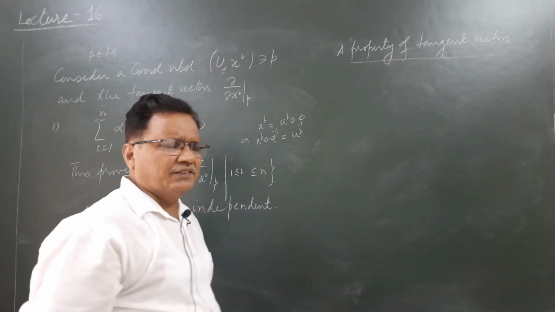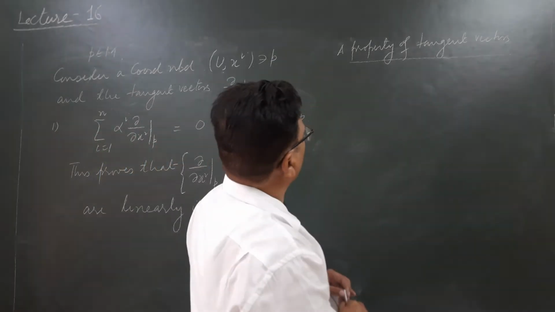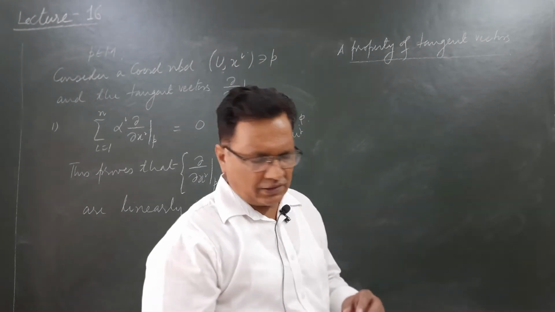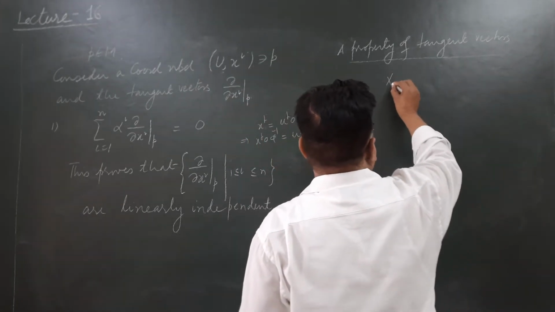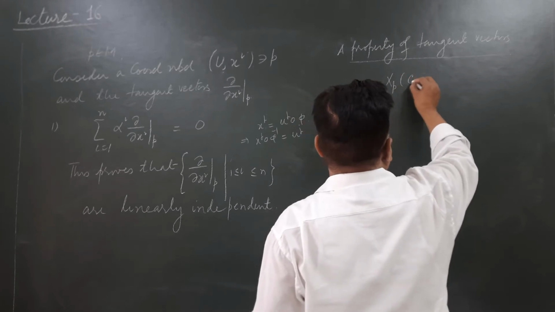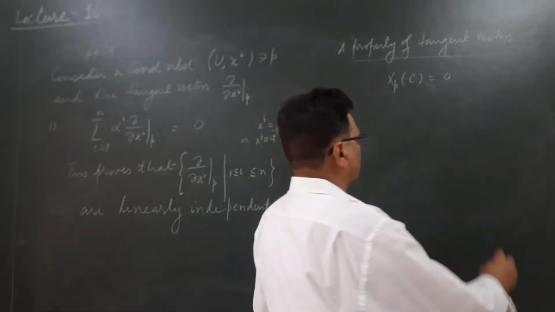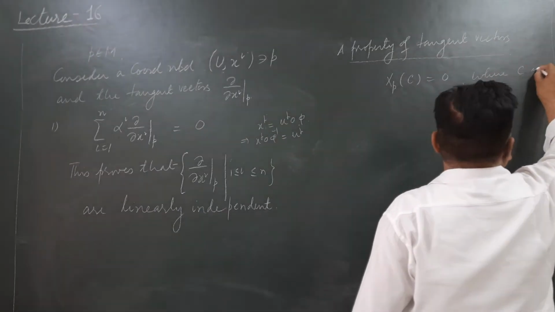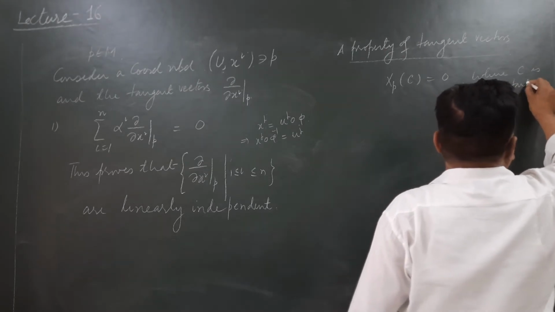Since it's a generalization of directional derivative, we expect that whenever a tangent vector operates on a constant function, it must give me 0. So what I am saying is that XP operating on a constant function c is 0, where c is a constant function.